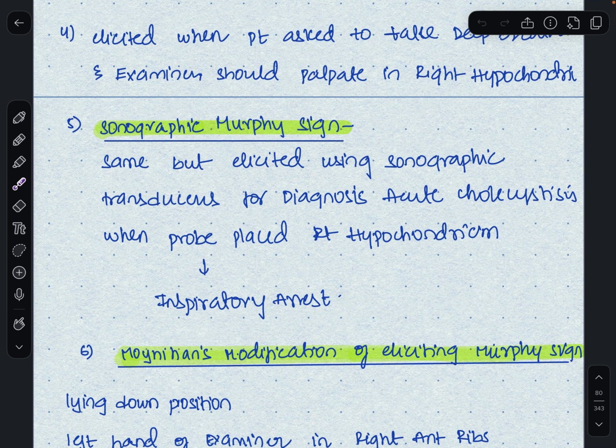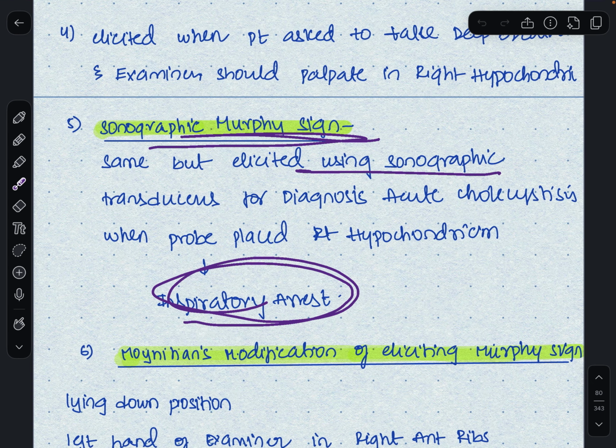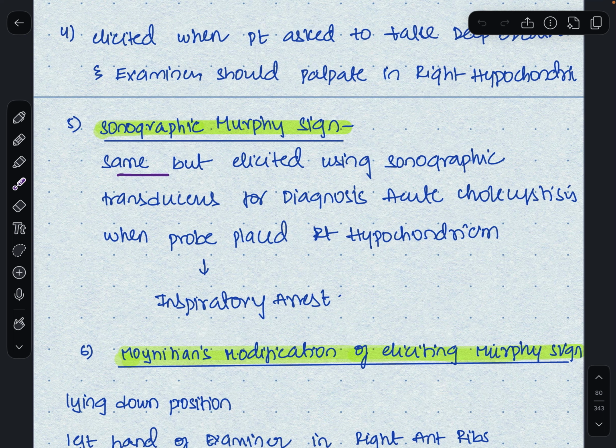When you are doing this ultrasound, you keep the sonographic transducer in the right hypochondriac region and the patient is asked to take a deep breath. When you palpate with the transducer in the right hypochondriac region, the patient will have pain, which leads to inspiratory arrest. So this is called a sonographic Murphy's sign, which is elicited using the sonographic transducer for the diagnosis of acute cholecystitis. When the probe is placed in the right hypochondriac region, the patient will have mid-inspiratory arrest. This is called sonographic Murphy's sign.